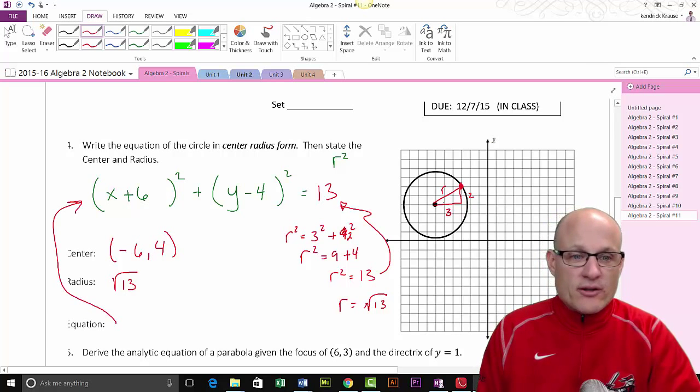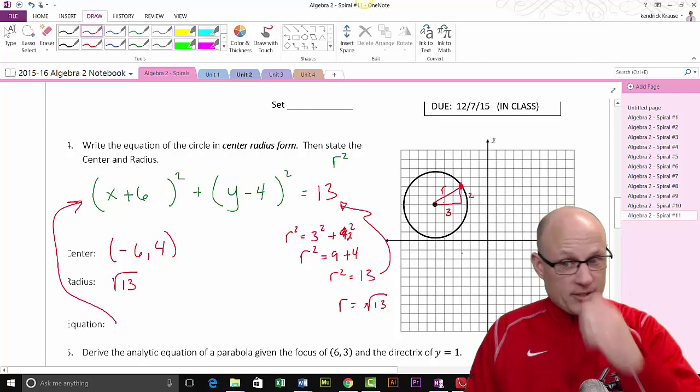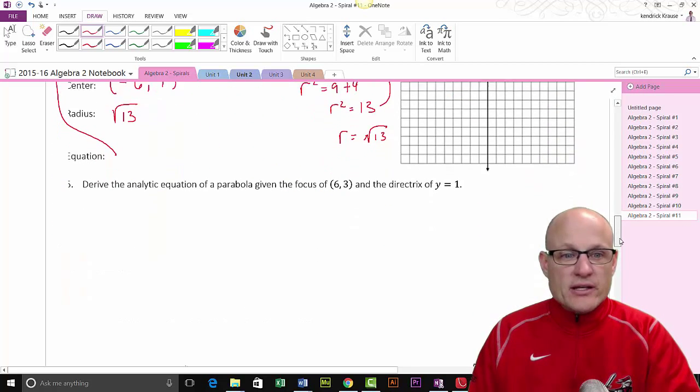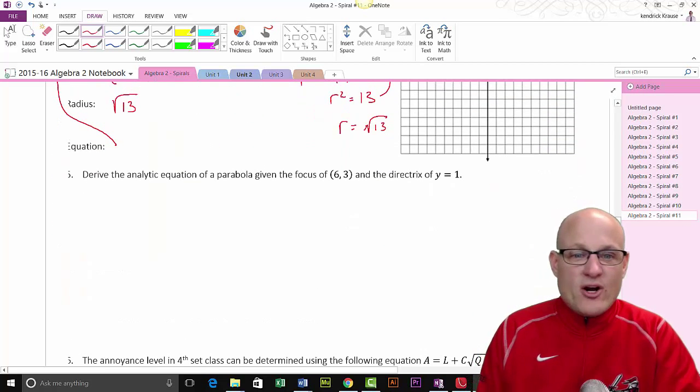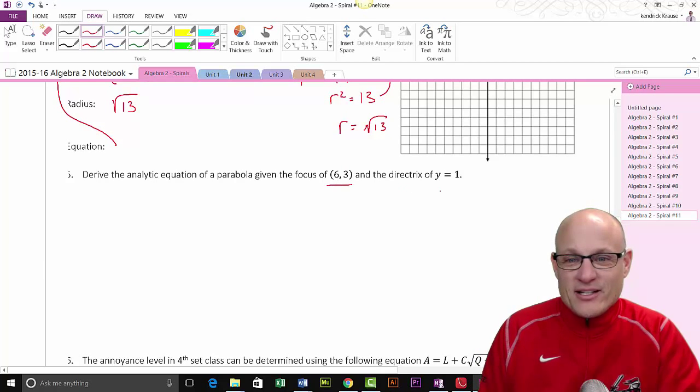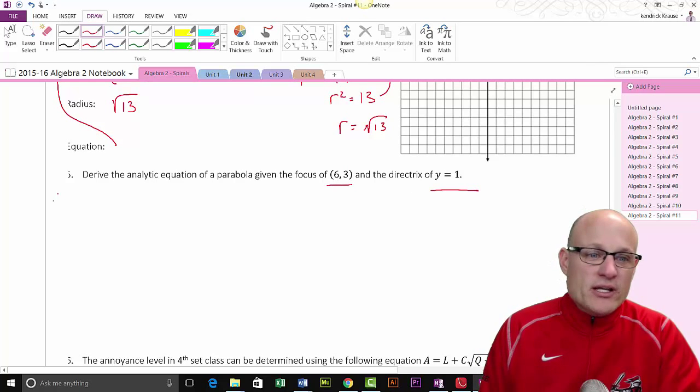My radius is the square root of 13, and that cannot be simplified. And my equation I've already drawn. There's my equation right there. All right, there we go, kids. All said and done. Derive the analytic equation. Oh, focus directrix. Here we go. Let's do it easy.